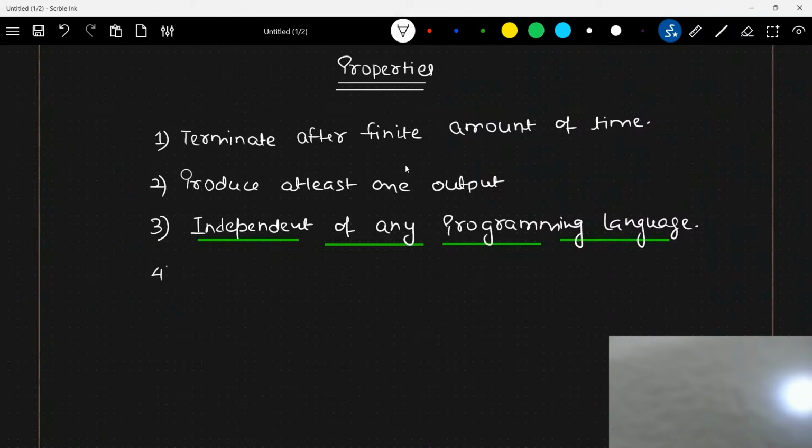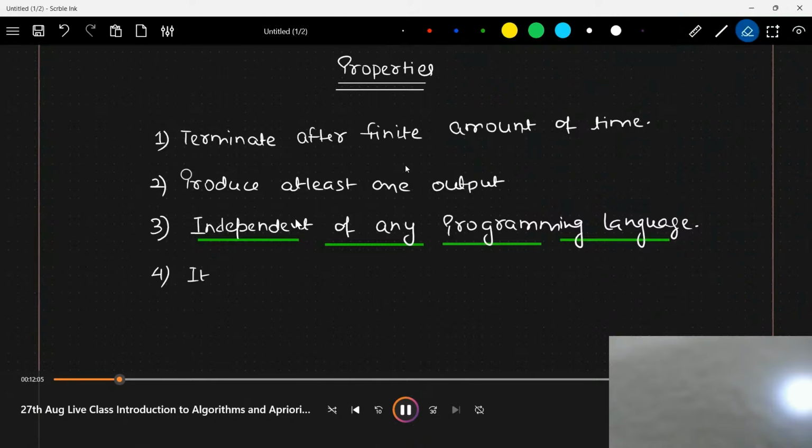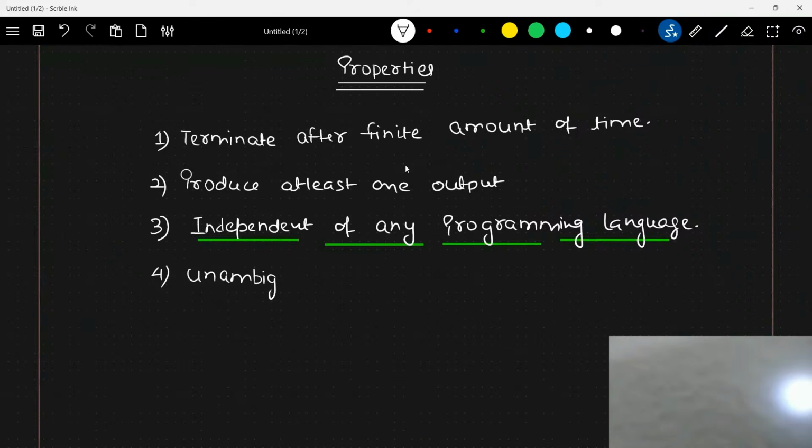Next important point. Whatever code or algorithm you're writing here, it should be unambiguous. What is the meaning of unambiguous? Anyone? The fourth property which I am saying is unambiguous. What is the meaning of that? Who will tell me?